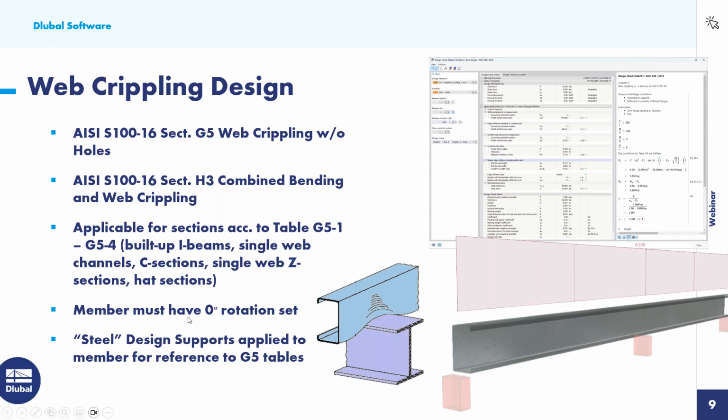Another requirement is that the member must have 0 rotation set. So we can't rotate this member 90 degrees or 180 degrees. We need to leave it at 0 if we do want to carry out these additional checks. And finally, the last requirement is that we have to apply what we call the steel design supports. And this will allow us to directly reference these tables from G5 in order to carry out the full web crippling calculations. Now, we've already talked about design supports within our example model today that we use for deflection.